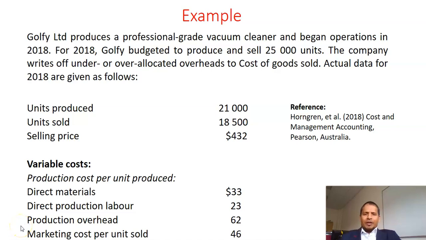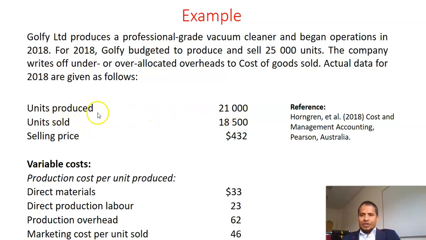Hello, welcome again. Let's now go through a detailed example. Golfi Limited produces a professional grade vacuum cleaner and began operations in 2018. For 2018, Golfi budgeted to produce and sell 25,000 units. The company writes off under or over allocated overhead to cost of goods sold. Actual data for 2018 are given as follows.